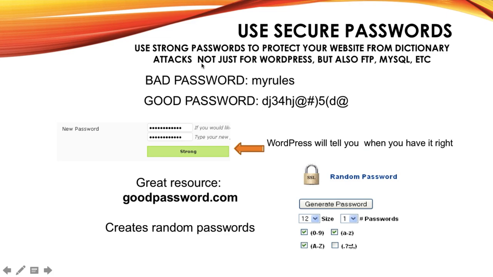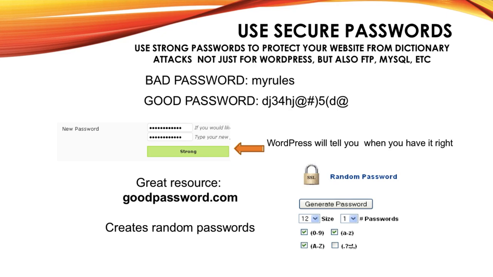And next is use a secure password. What it means is, suppose I have a password, my rules, that is a very bad password because it can be guessed easily. Use strong passwords to protect your website from dictionary attacks, not just for WordPress but also FTP, MySQL, etc. So for all of your live servers, including your FTP, MySQL, HTTP, cPanel, always use a good and complicated combination password, or you can use a website like goodpassword.com, which can create a random password for you by asking some questions like the size of the password you need, the number of passwords you need, and what you need to include: 0 to 9 numbers, A to Z small letters, A to Z capital letters, and any special characters you want to add.